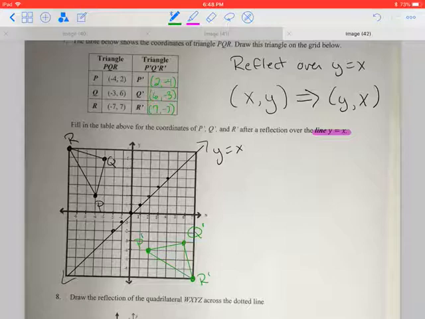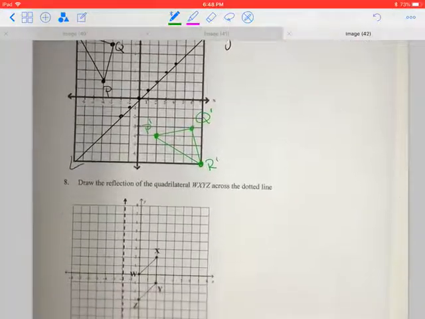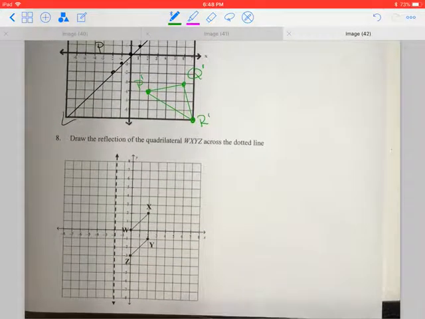All right, and then our very last one. We're reflecting across a dotted line. So this is basically the same principle as reflecting across one of the axes. We count the distance. If we take W, it is 2 away from the dotted line. So we just go 2 on the other side and put our new W. So Z is 2 away from the line, so we would go 2 on the other side.